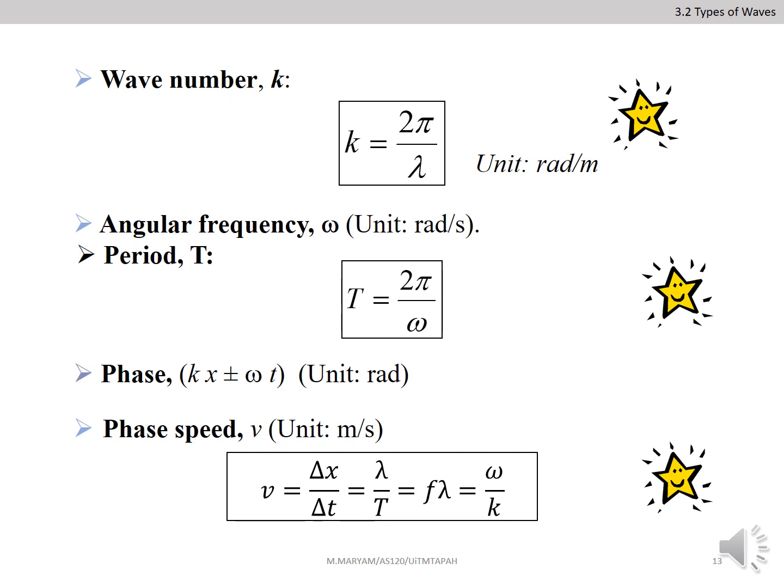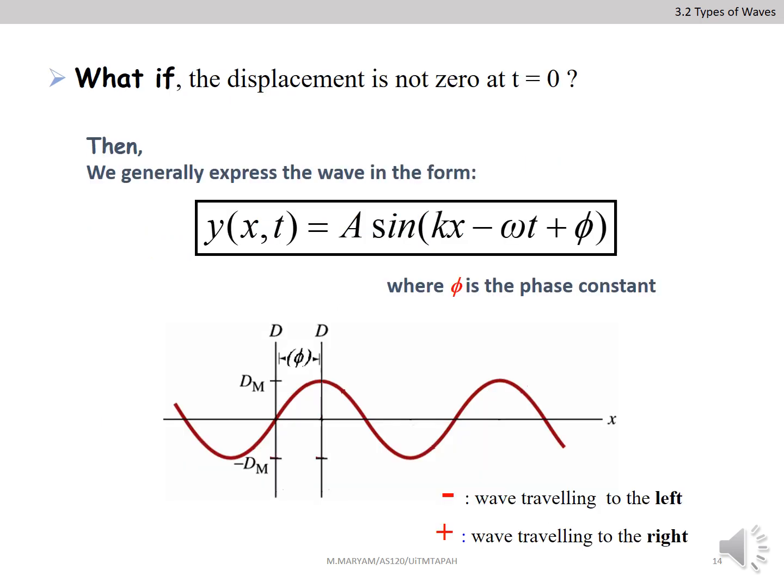Phase speed, v. There are 4 equations for phase speed. It depends on the information given in the question. The first one is distance traveled divided by time, or you can use λ divided by period, fλ, or ω divided by k. k is a constant.